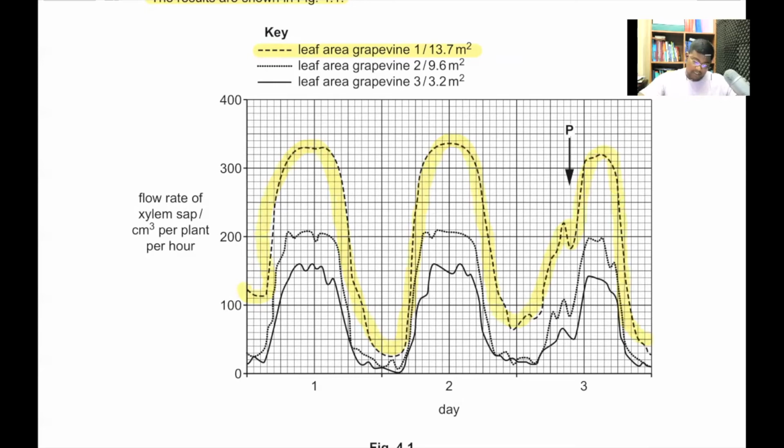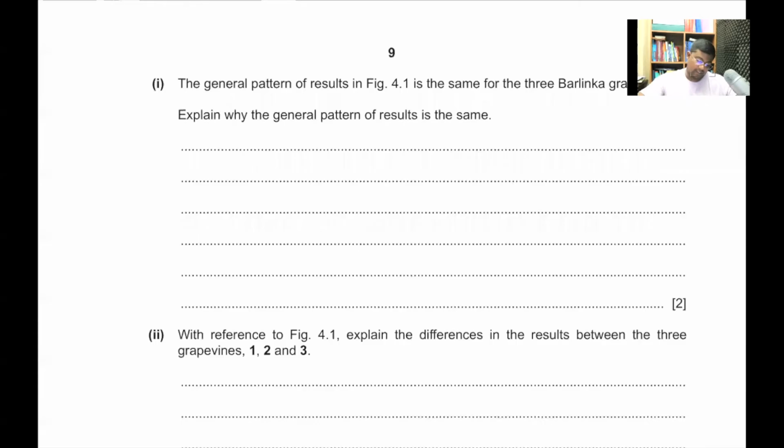All right. And then similarly, leaf area for grapevine 2 is less and less. We can see with the decrease in surface area, we can also see the flow of xylem sap decreases significantly. Okay, let's carry on. Part 1. The general pattern of results in figure 4.1 is the same for the 3 Berlinka grapevines. Explain why the general pattern of results is the same.